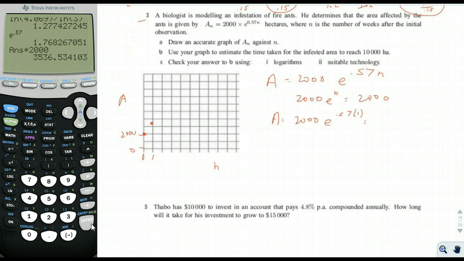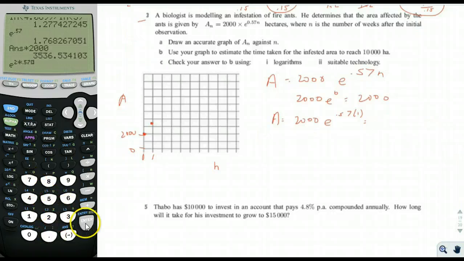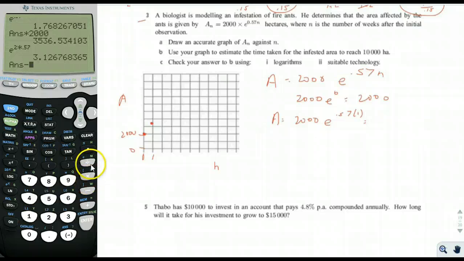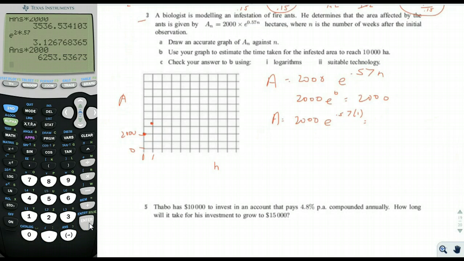And then what would be the value for 2? That would be e to the 2 times 0.57, 3.16. And then I would multiply that times 2000, the initial value, and I got 6253. So for 2, the value would be 1, 2, 3, 4, 5, 6, there. So that's kind of what the graph looks like.